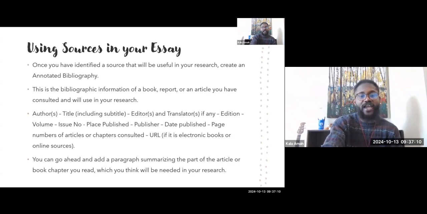Thank you. So you can go ahead and add a paragraph summarizing the part of the article or book chapter you read, which you think will be needed in your research.